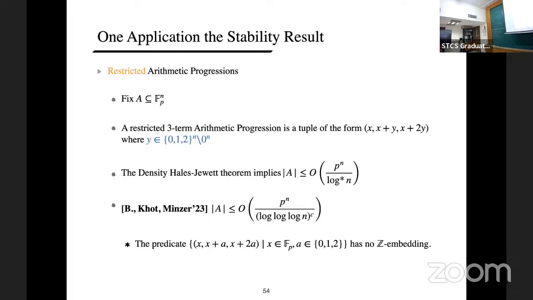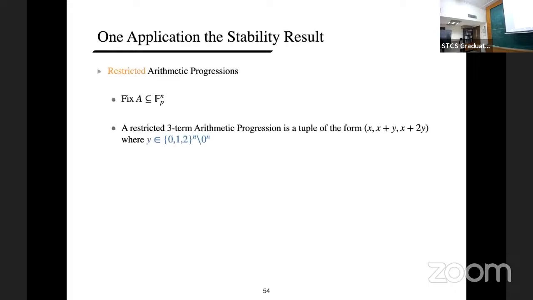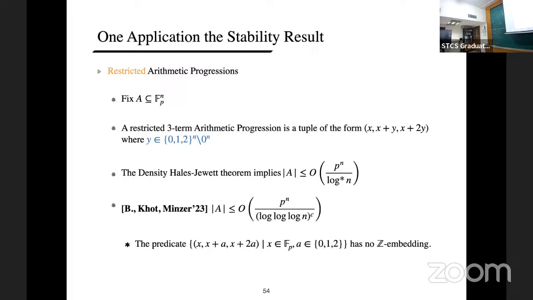Here the predicate is as follows. If you take any three such tuples from that restricted AP, the support looks like this: X is from F_P and A is either 0 or 1, because it's x_i, x plus y_i, and x plus 2y_i, where y_i is either 0 or 1. So A is in {0, 1}. And that predicate has a linear embedding. Here P is not 3, P is some large prime.